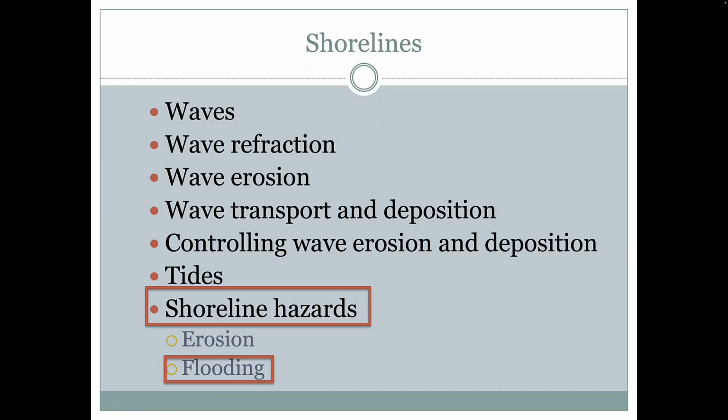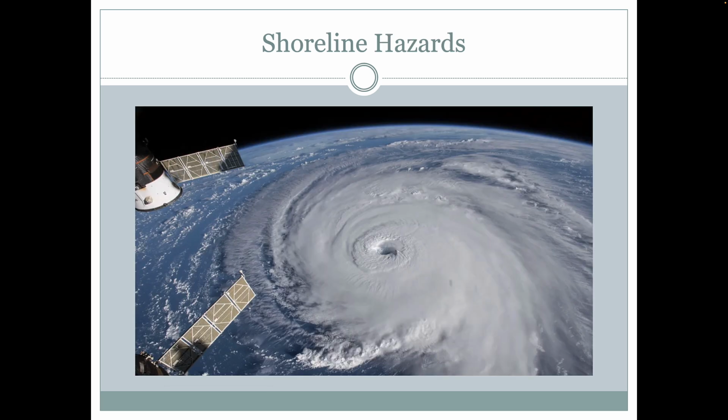The greatest shoreline hazard is flooding. And when we talk about flooding here, we're talking about coastline flooding and not the sort of flooding that occurs next to rivers on floodplains. This is something that's really been influenced by global climate change, and it has to do with where hurricanes occur and how powerful those hurricanes can be.